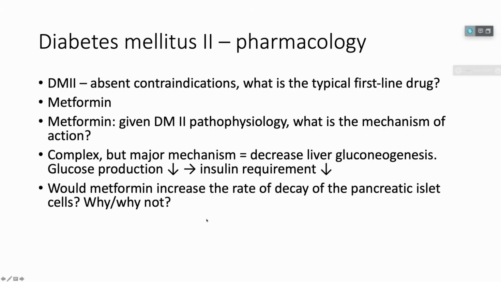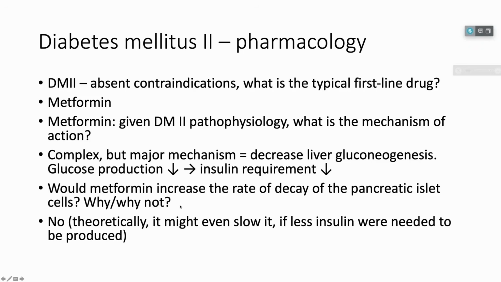So Marco, would metformin increase the rate of decay of the pancreatic islet cells? Why or why not? Oh, it will not, because it controls the gluconeogenesis of the liver. So metformin is considered a fantastic drug for diabetes type 2. Yeah, it really is. Theoretically, you would even think that it might slow the progression, right? If less insulin were needed, and if at least part of the mechanism of progression of type 2 diabetes is islet cell dysfunction because you're overproducing insulin and amylin and producing amyloid as a byproduct, then yeah, I actually think it would be better.